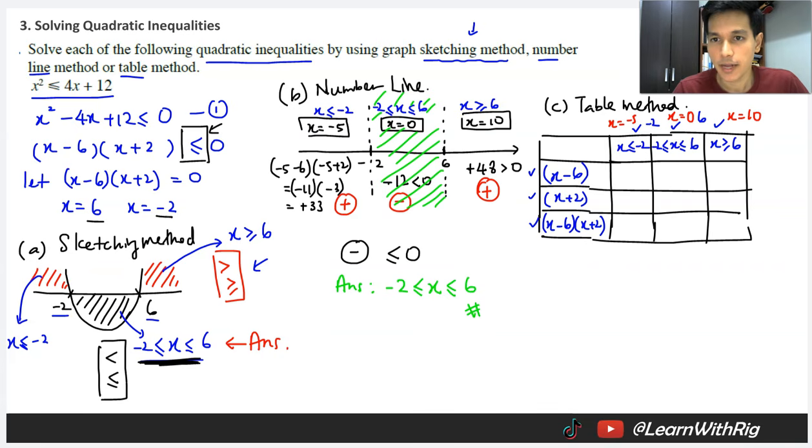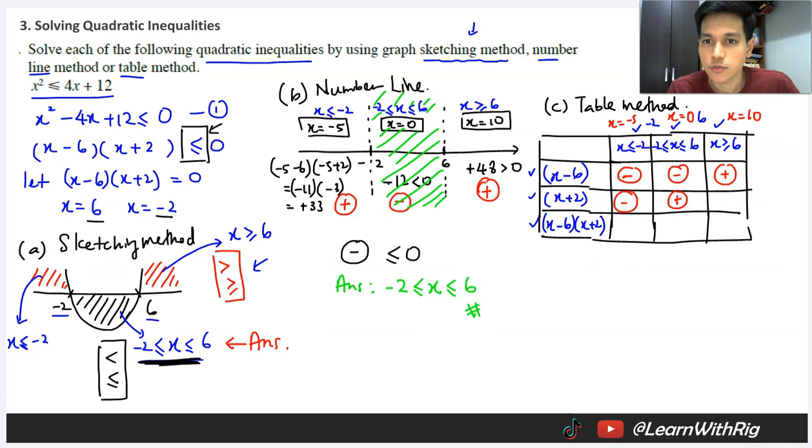So when x is negative 5, negative 5 minus 6, you get negative 11. So it's a negative value. So you write that negative. Negative 5 plus 2, you get negative 3. But you don't have to write negative 3, just write the negative value. Next, when x equals 0, 0 minus 6, you get negative 6. So it's a negative value. And then 0 plus 2, you get a positive value. Next, 10 minus 6, you get positive 4, so it's a positive value.